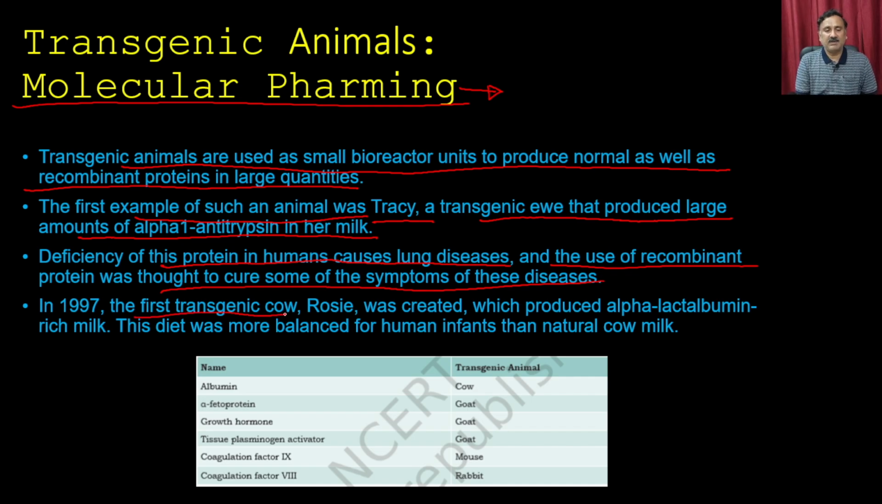In 1997, the first transgenic cow, Rosie, was created, which produced alpha-lactalbumin rich milk. This dairy was more balanced for human infants than the normal cow milk.